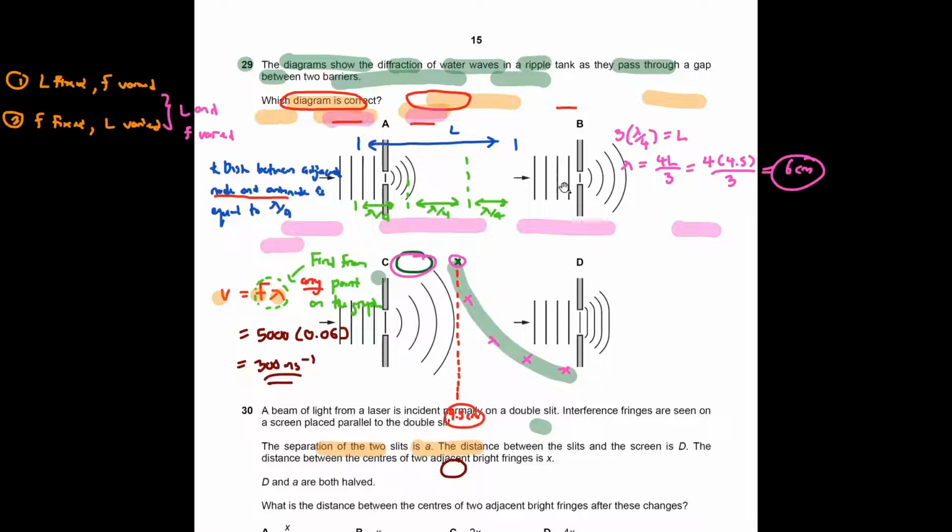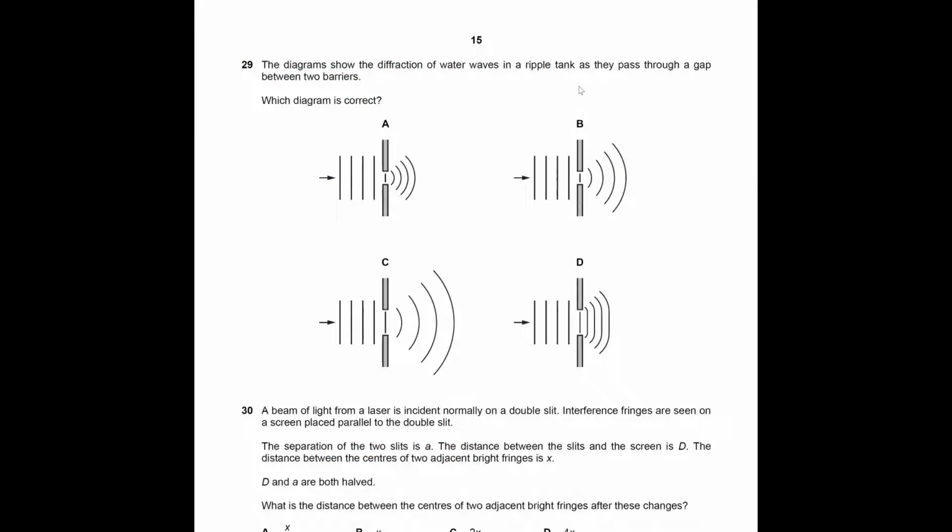Now for question 29, this one relates to diffraction. Over here, they mentioned that the diagram shows the diffraction of water waves in a ripple tank as they pass through a gap between two barriers. Which diagram here is correct? So there's basically two things to note here when it comes to diffraction. Wavelength does not change after diffraction.